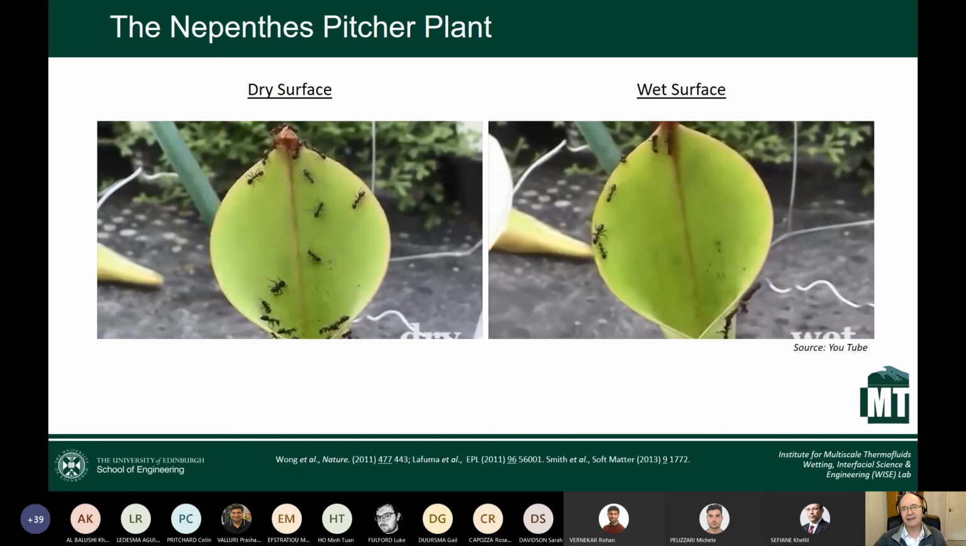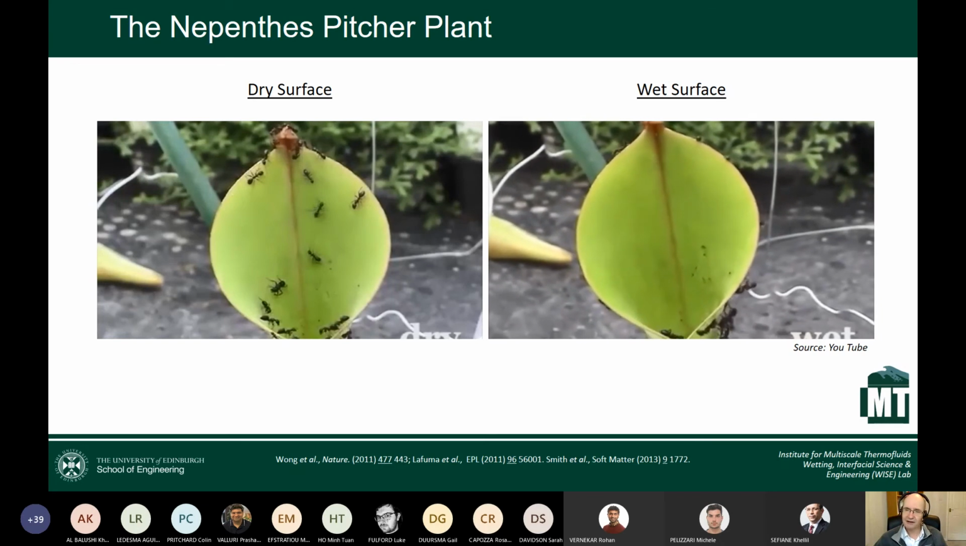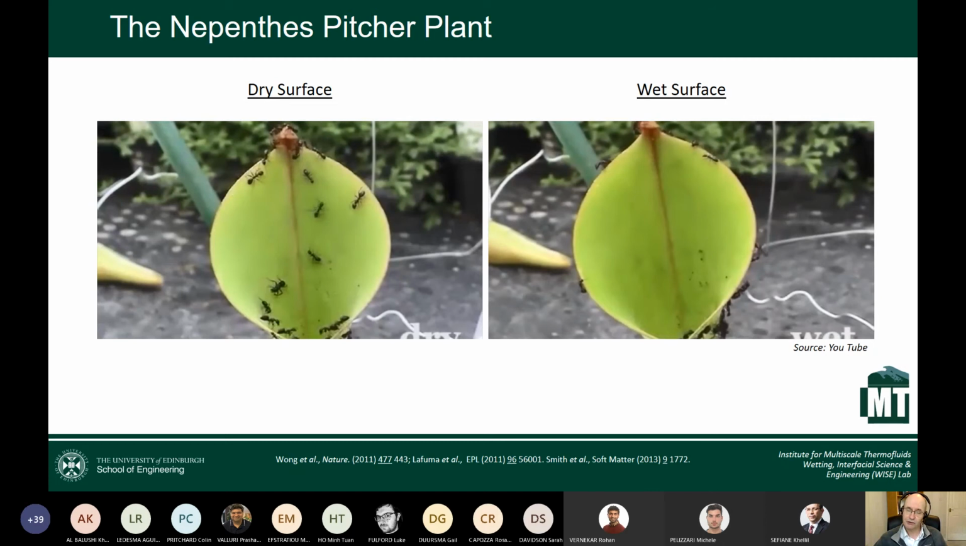However, when it is wet, you get a very different situation whereby the ants, no matter how much they try to hold to the surface, find they lose their adhesion and they will slide into these digestive juices in the plant. And the reason for that is the plants retain a film of water on the surface when they're wet. And the oils on the feet of the insect can no longer adhere to the surface. And so oil and water, so to speak, don't mix. And so you get a sliding effect.